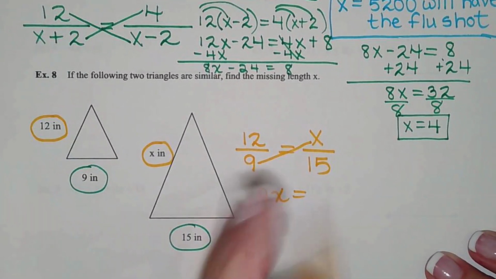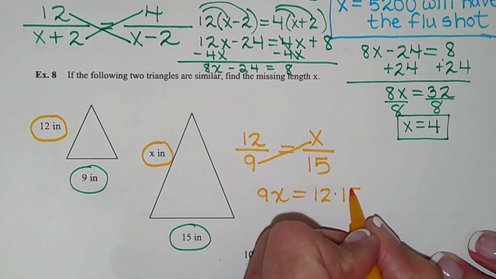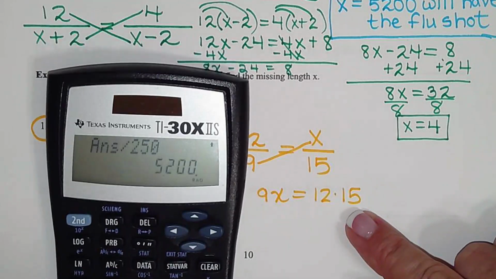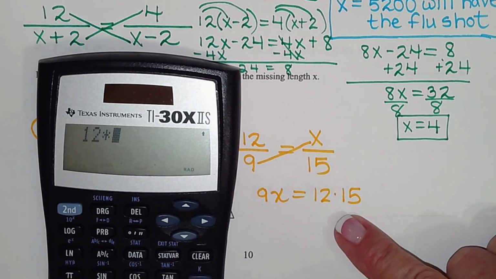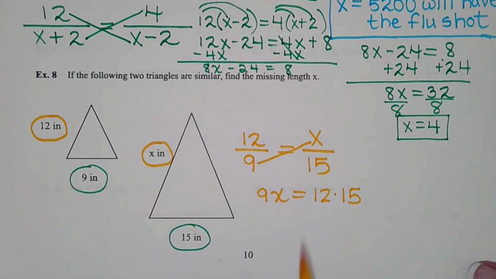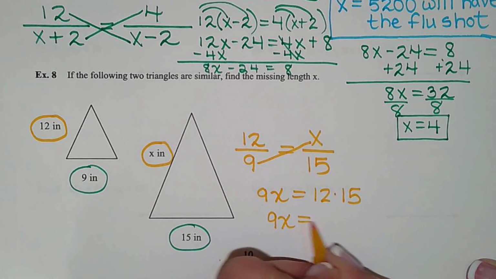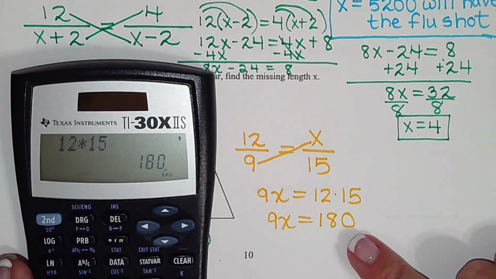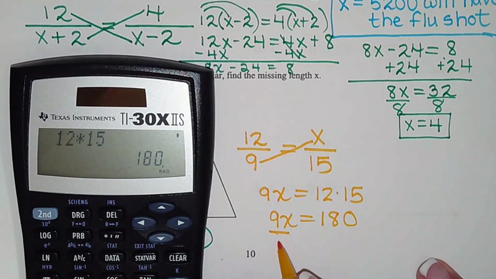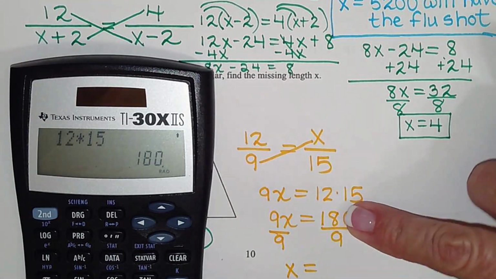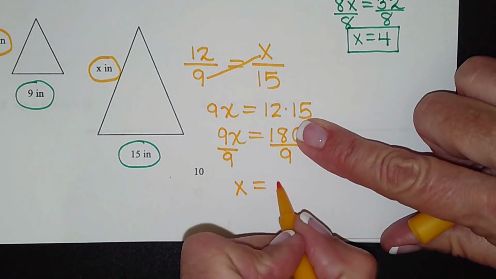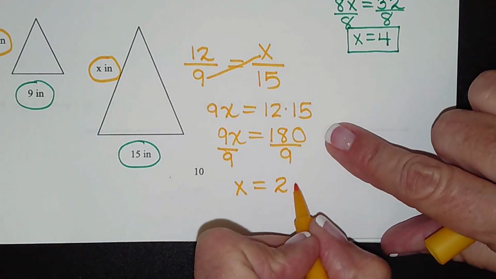9x equals 12 times 15. I think it's 180, but let's just see. 12 times 15. Yep. So we get 9x equals 180. And then last, divide by 9. I guess we don't really need the calculator for that. 18 divided by 9 is 2. And then add a 0. 20.